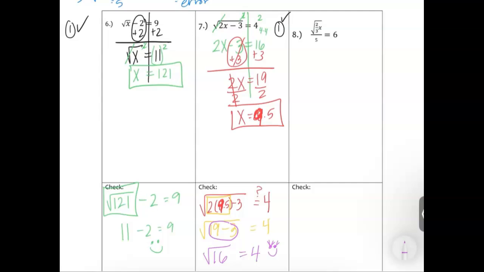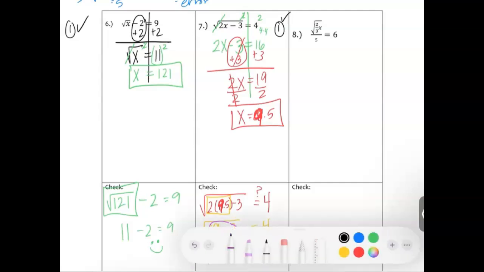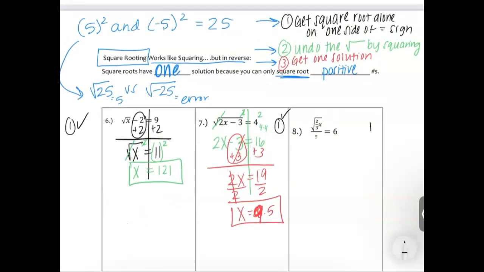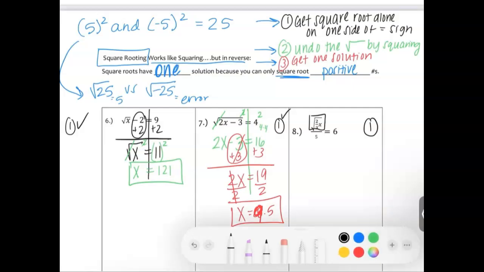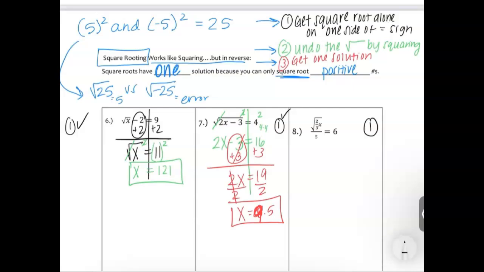Okay, I'm going to get you started on 8, and then see what you remember with some fractions. So remember before, we have to get the square root alone on one side. Well, we're trying to get this alone. We can't have that fraction, or we can't solve that until it's out of a fraction. So remember, fractions are just division. So to undo that divide by 5, we're going to multiply by 5, and that just undoes the 5. If we do it to one side, we have to do it to the other.